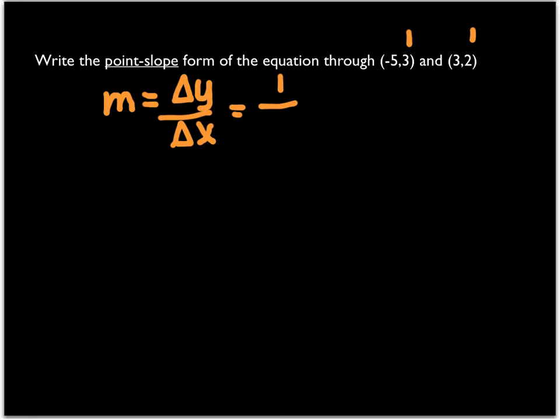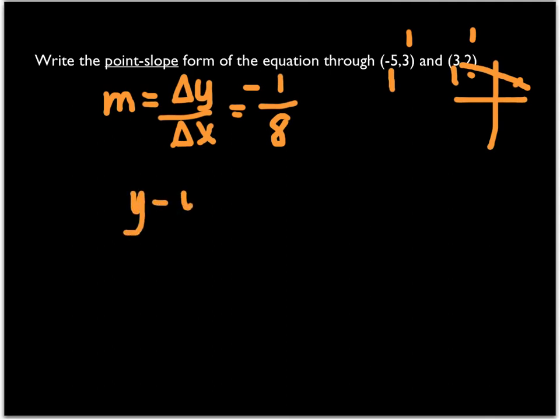And my x values are negative 5 and positive 3, so that's a difference of 8. So my slope is 1/8. Now, is that positive 1/8 or negative 1/8? I might just make a little sketch over here and just kind of sketch out those points. Negative 5, 3 would be about here, and 3, 2 would be here. So it's kind of a flat slope, but it is going to be sloping downward, so my answer is negative 1/8.